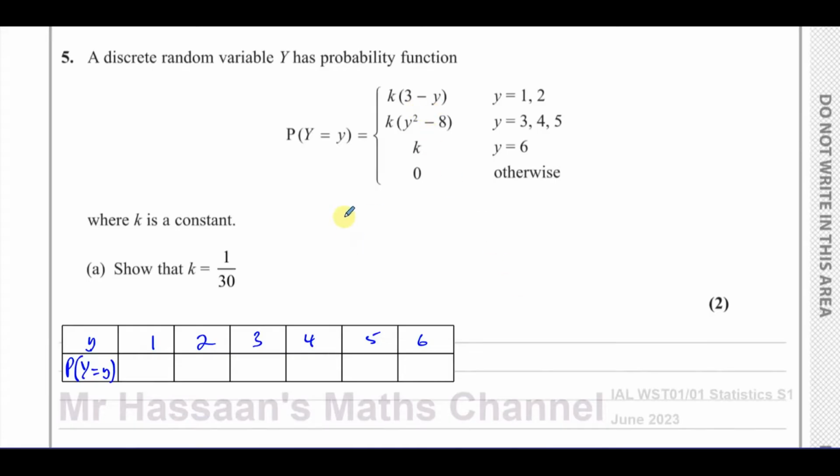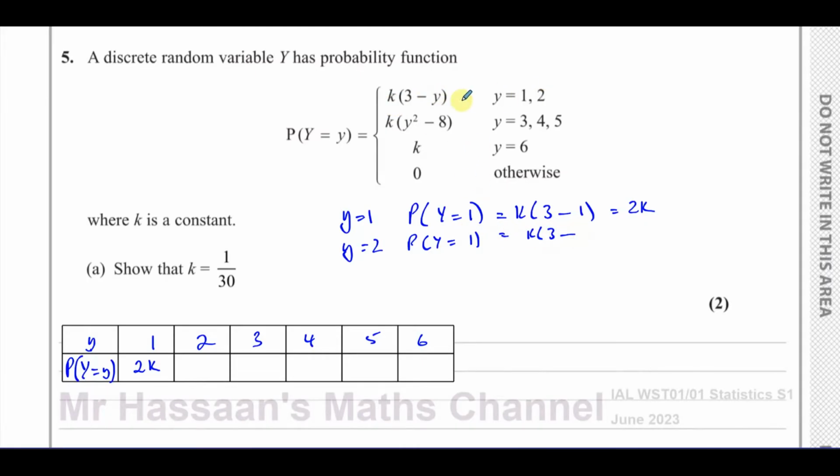We can see here that when y is equal to 1, the probability that y is equal to 1 is going to be k times 3 minus y. So here y will be 1. That's going to be 2k. And when y equals 2, the probability is defined again by the same expression, which is k times 3 minus, but now instead of 1, we put 2. So this is going to be 3 minus 2, which is 1. 1 times k is 1k. So that's 2k and that's 1k.